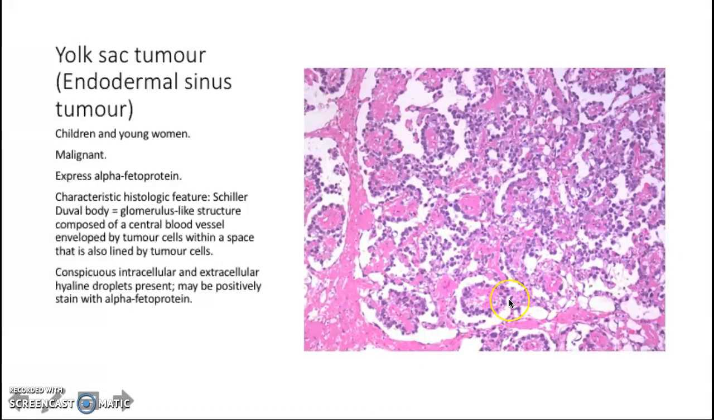here within a space that is also lined by tumor cells. There are conspicuous intracellular and extracellular hyaline droplets that may be present, and they stain positively with alpha-fetoprotein. In this picture, it's a bit difficult to discern where the hyaline droplets are, but maybe here, and they may be stained with alpha-fetoprotein.